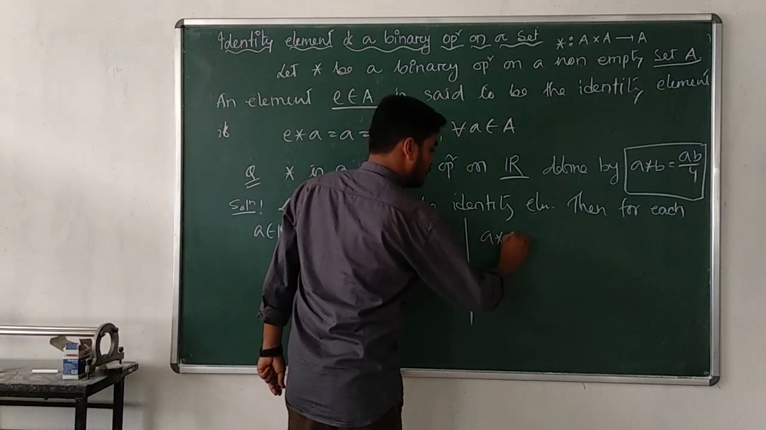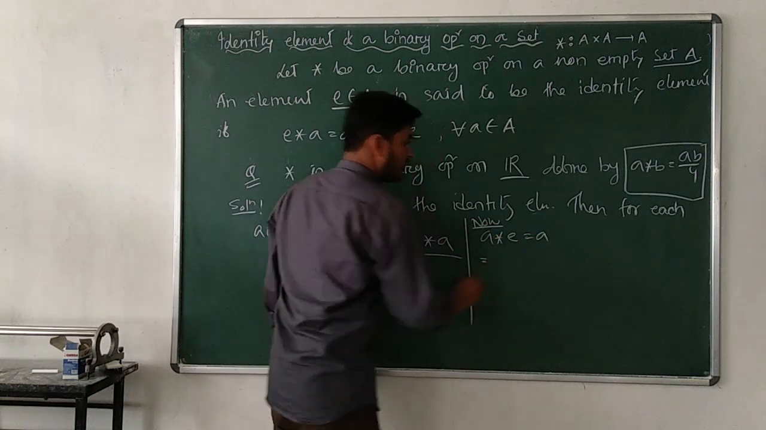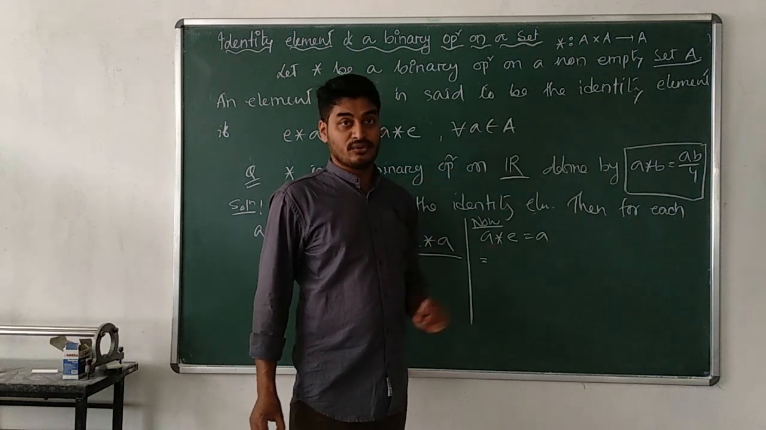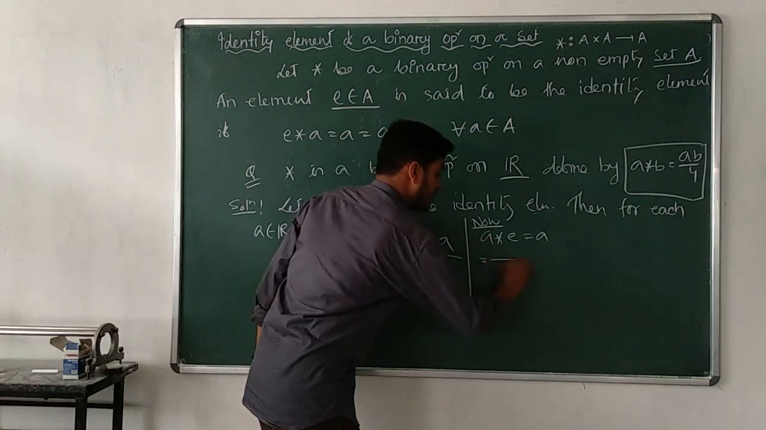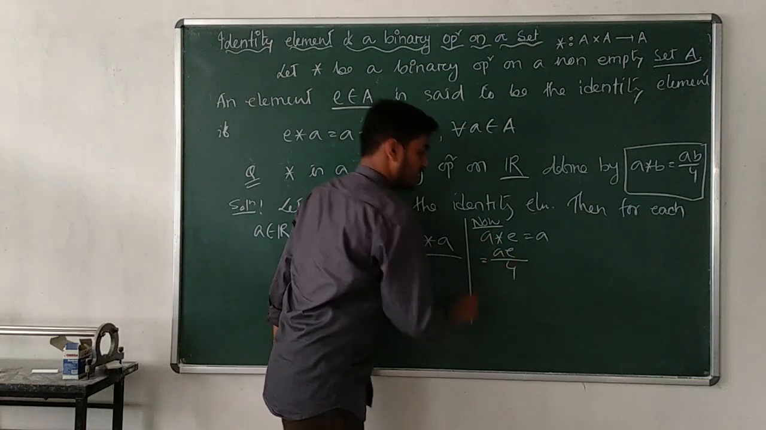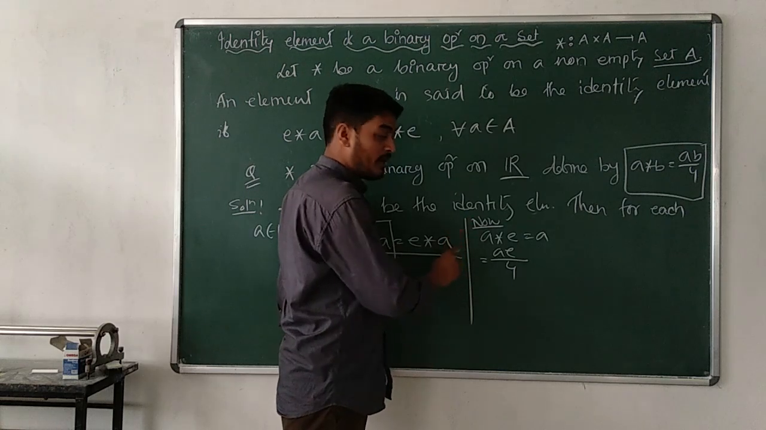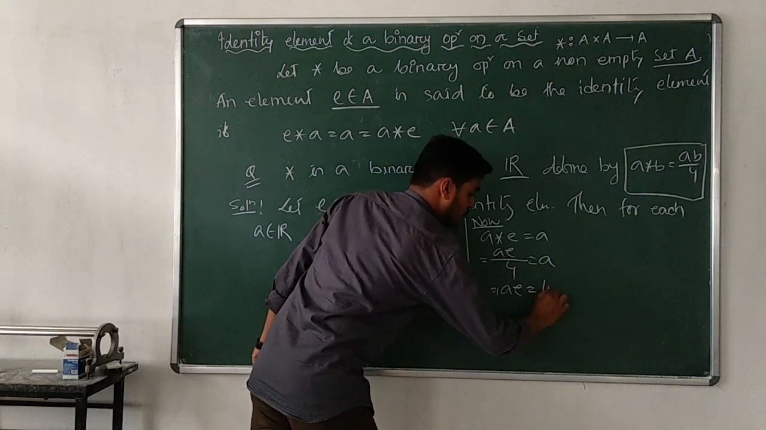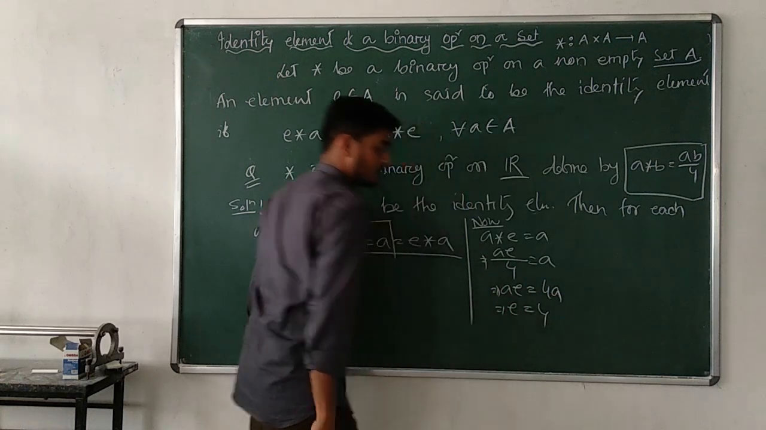A star E is equal to A. Remember, the binary operation is defined as A star B is equal to AB by 4. A star B means AB by 4, then A star E means AE by 4, am I correct? This one is A and this one will be considered as B. AE by 4 is equal to A. So AE is equal to 4A, am I correct? So E is equal to 4.